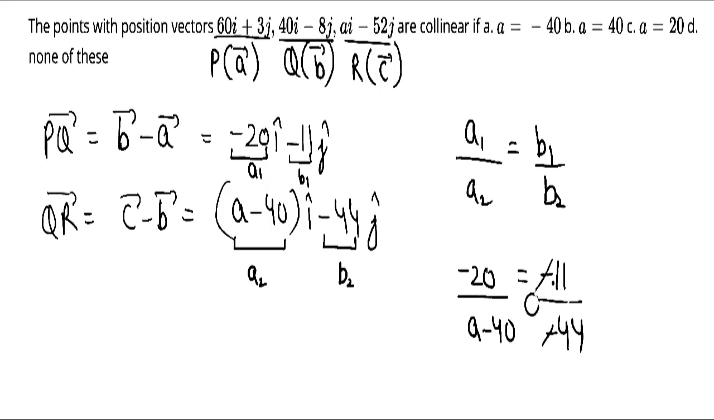So minus gets cancelled out and 11 times 4 is 44, and cross multiplying this, we'll be getting a minus 40 is equal to minus 80. Now taking minus 40 to the right side, so this will be a is equal to minus 40. So this is our required value for a. So that means our option A is the correct option.